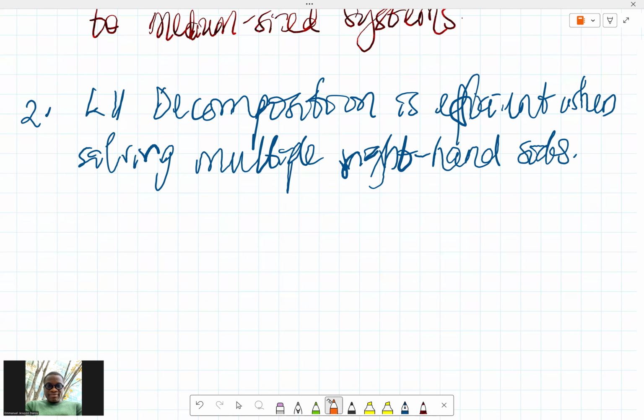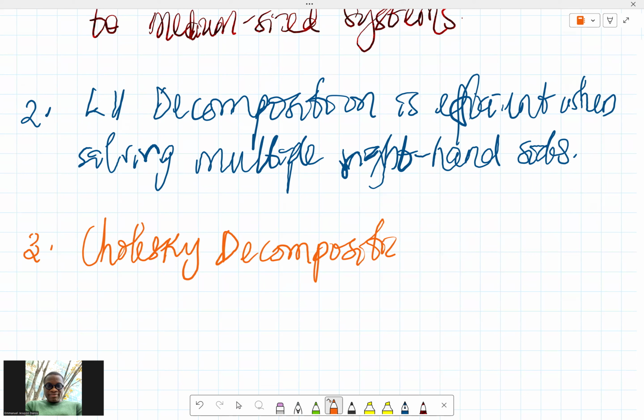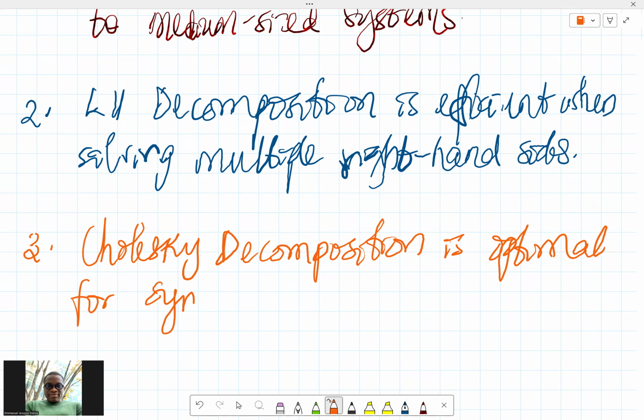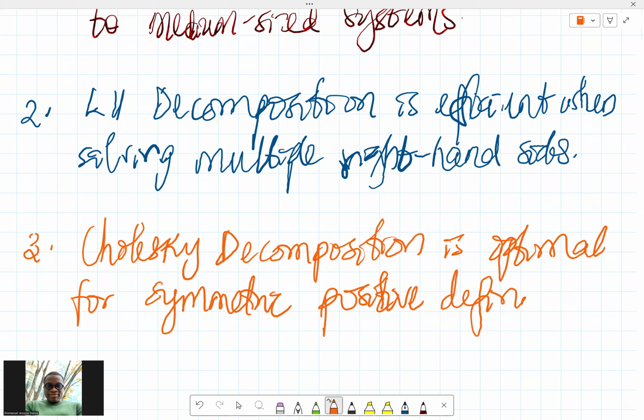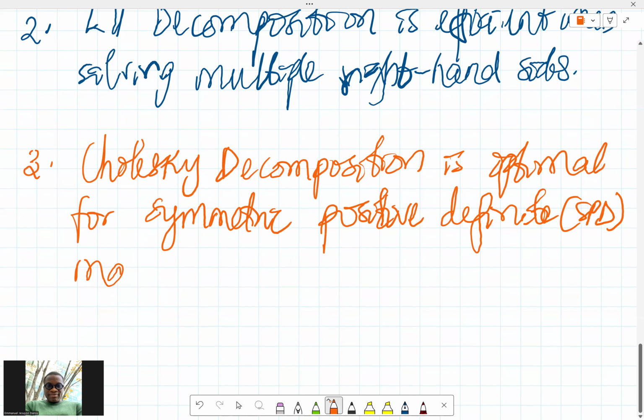Number three takeaway is that Cholesky decomposition is only optimal for symmetric positive definite matrices, SPD for short.